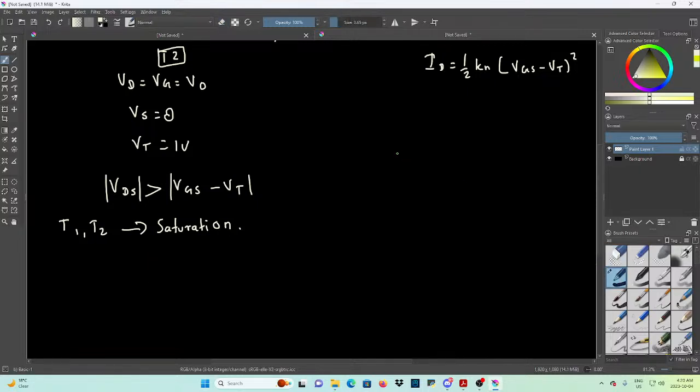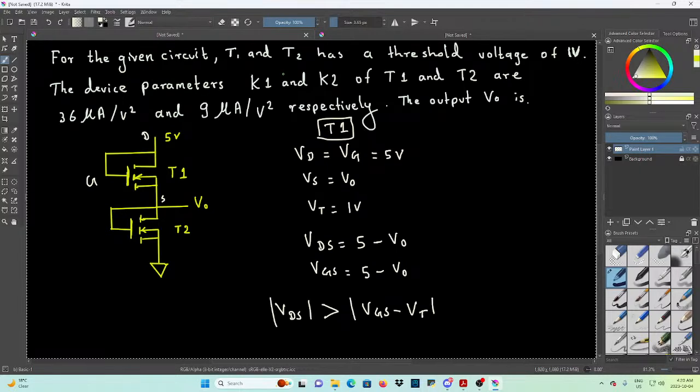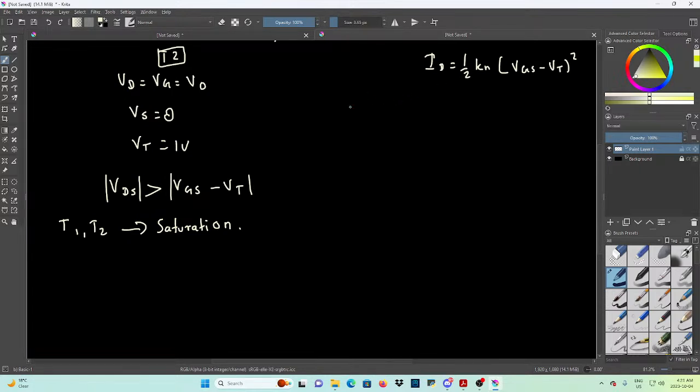Now let's see how it's gonna happen. So if we equate, we have the Kn value, that is mu Cox W over L, that's given by K1. So you can also say ID is equal to, according to that, half K times VGS minus V threshold whole square.